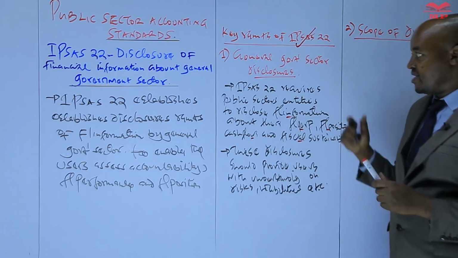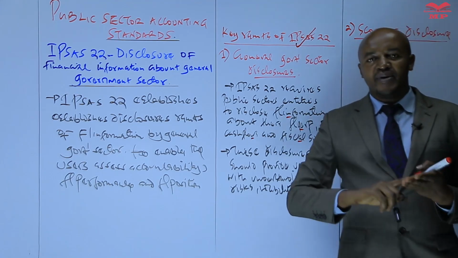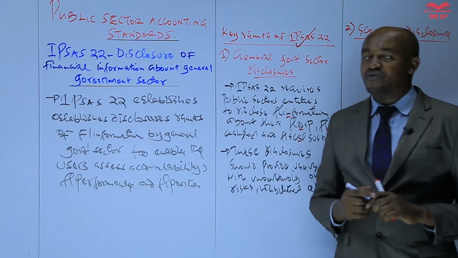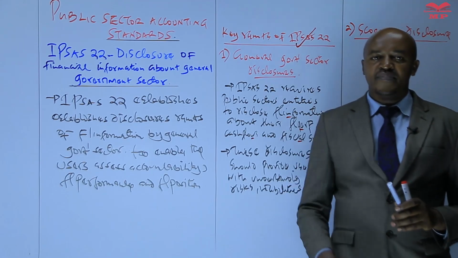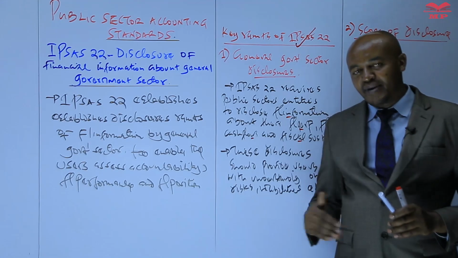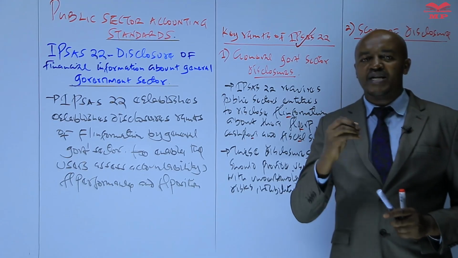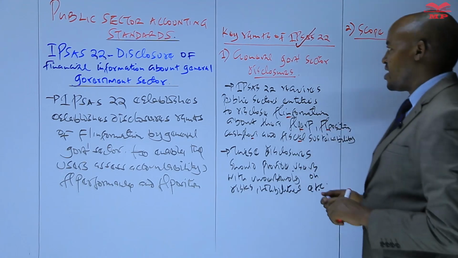So therefore, we can say here that IPSAS 22, number 1, will apply to the general government sector. The general government sector, we have said, includes the central government and local government. These also include the parastatals or the statutory corporations, which must disclose financial and non-financial information.